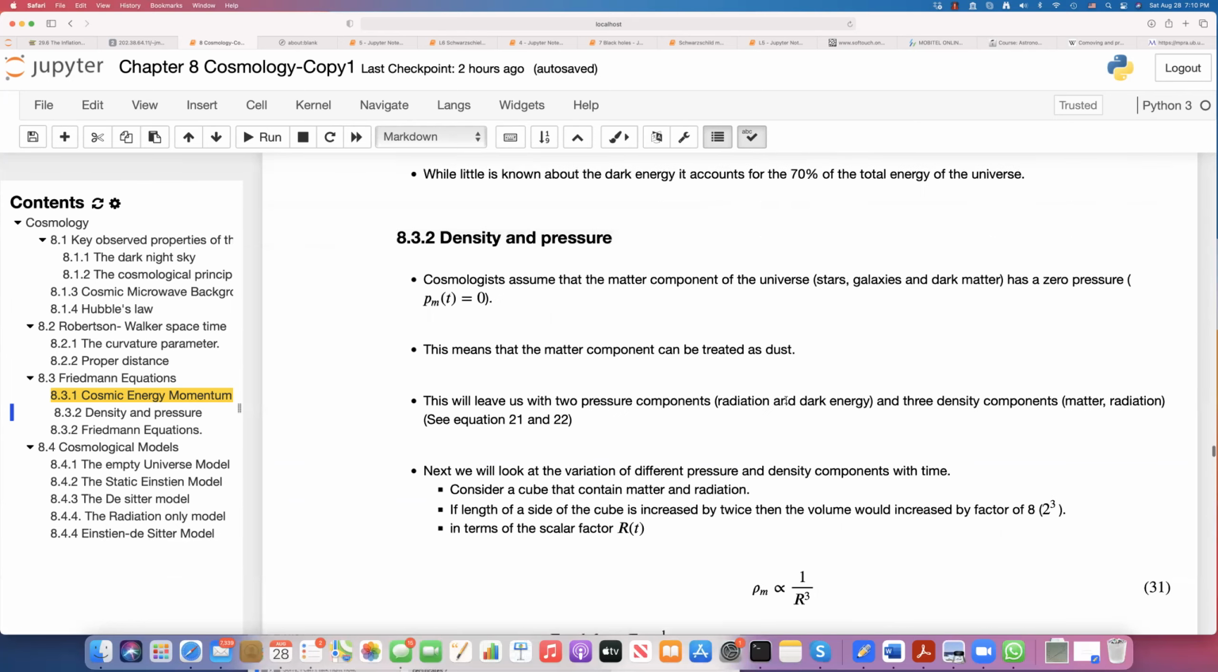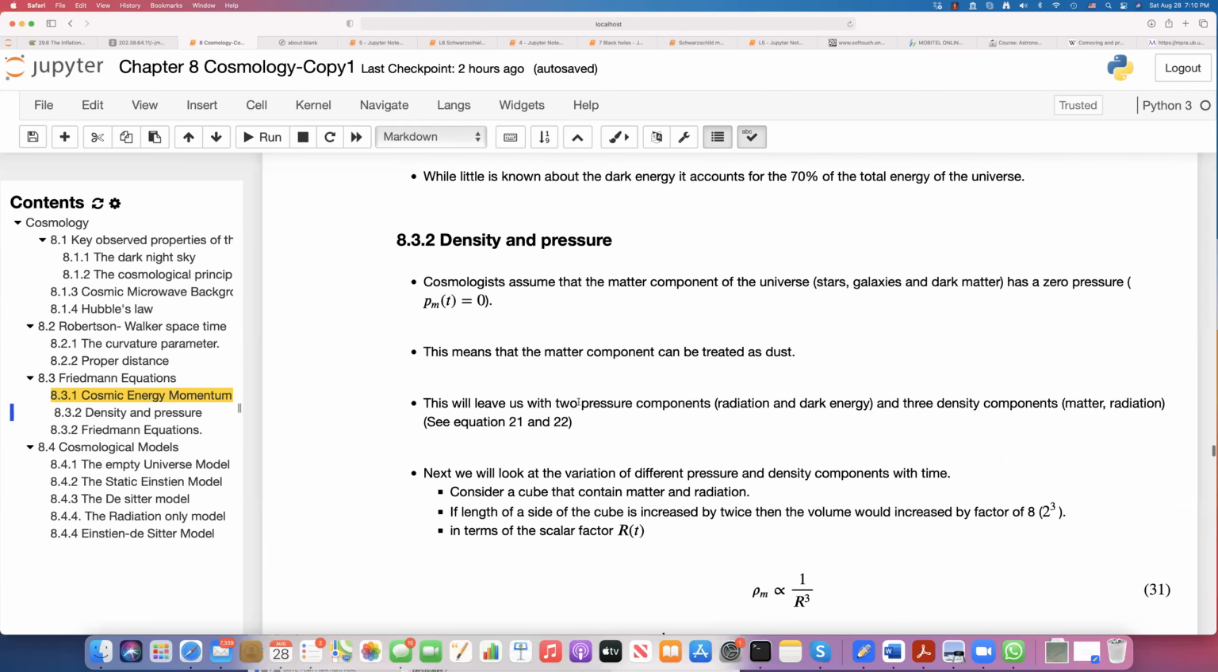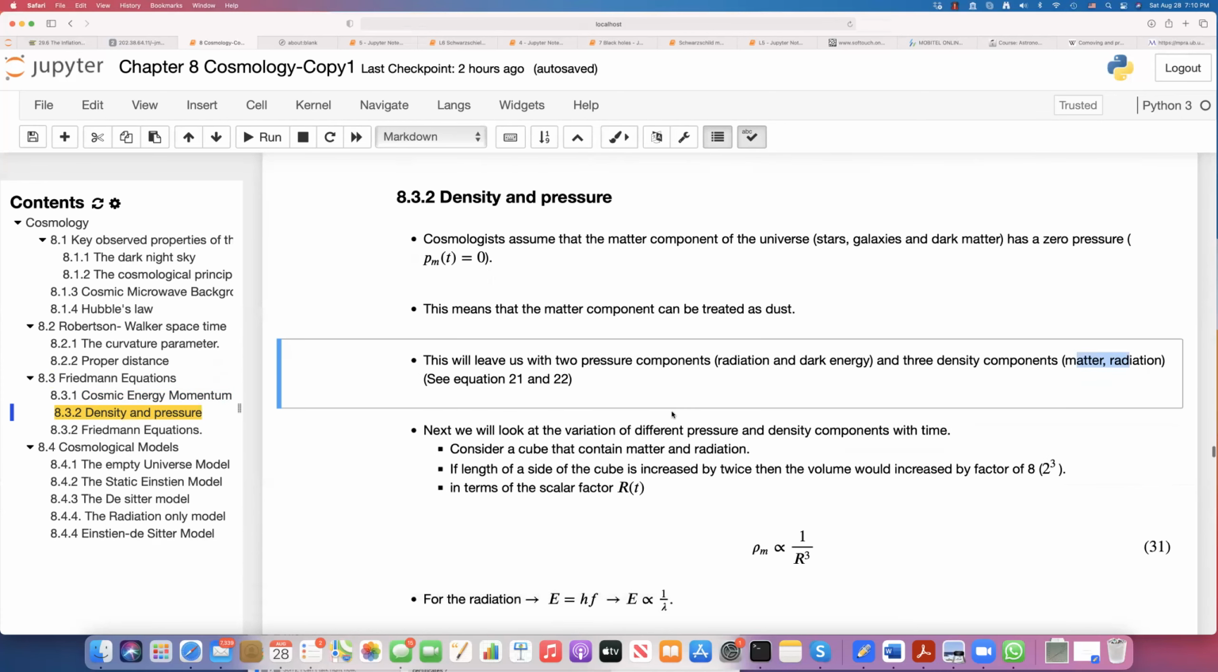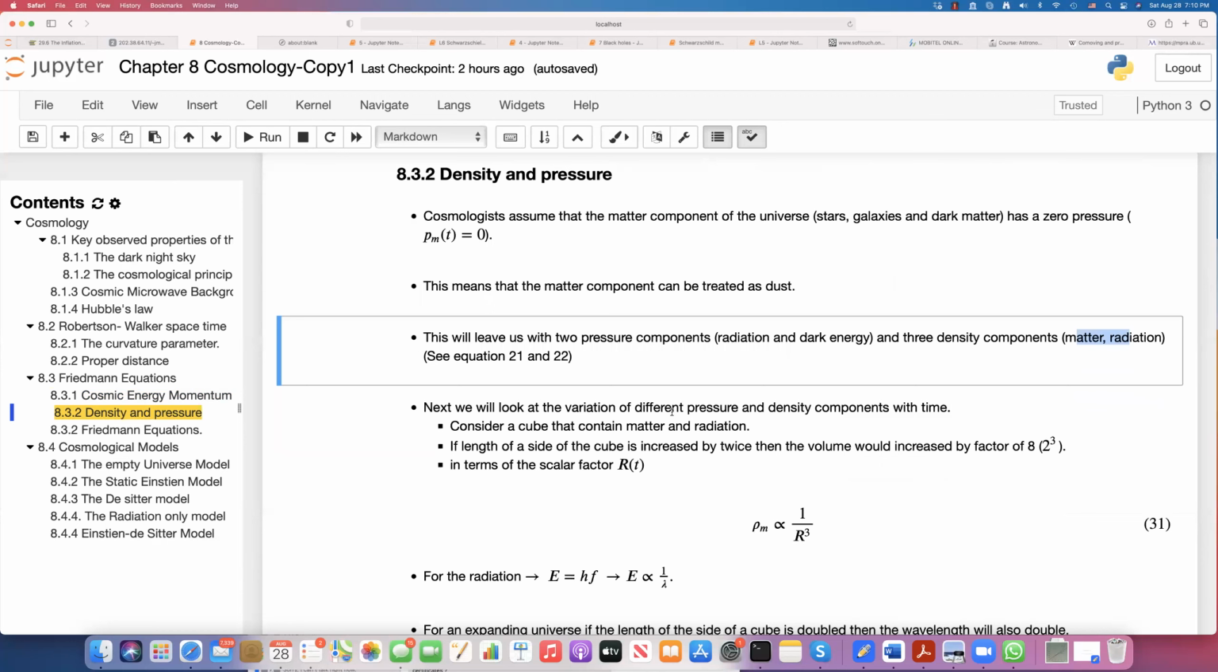Right, let me go back here. So that's why I have mentioned here two pressure components, radiation and dark energy, and three density components. That means all three: matter, radiation, and dark energy. Right, now let's look at how these different quantities, matter, radiation, and dark energy, change with time.